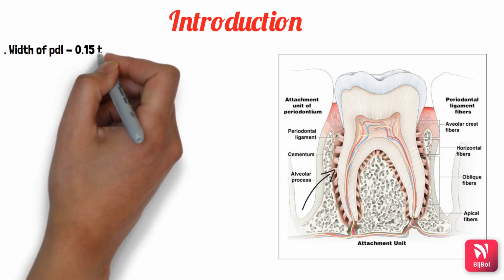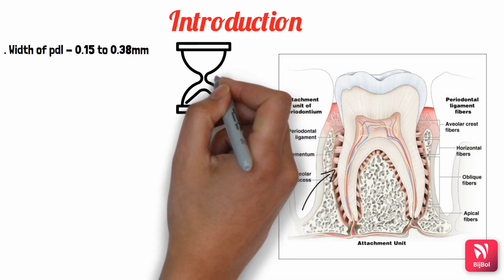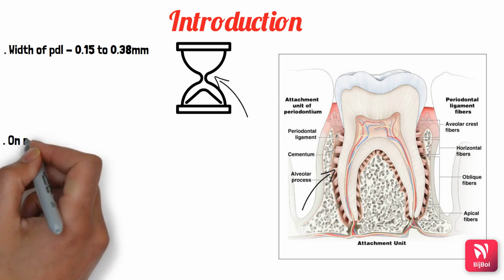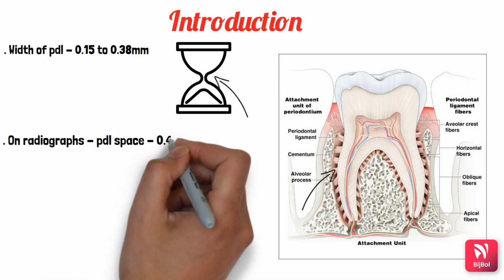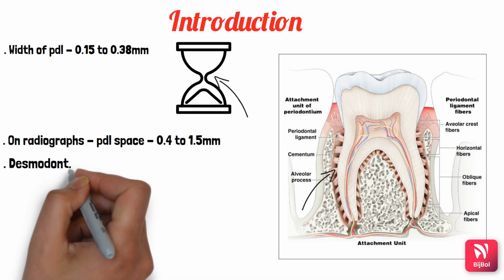If you see the width of the periodontal ligament, it varies in a range from 0.15 to 0.38 mm. Because of this variation, the periodontal ligament is thinnest in the middle third of the root, which gives an hourglass appearance. And the periodontal ligament thickness decreases with age. If you see the width of the periodontal ligament space on radiographs, it is around 0.4 to 1.5 mm.